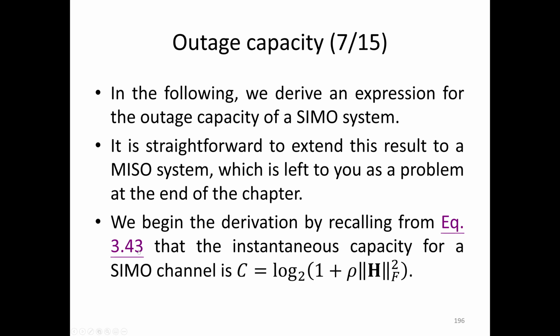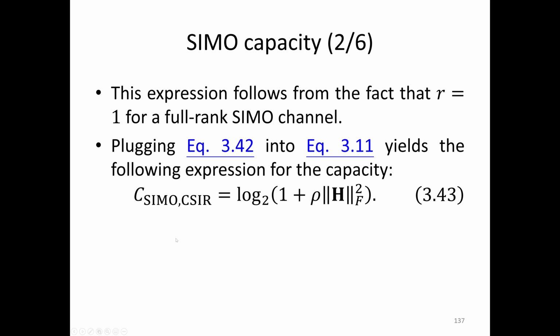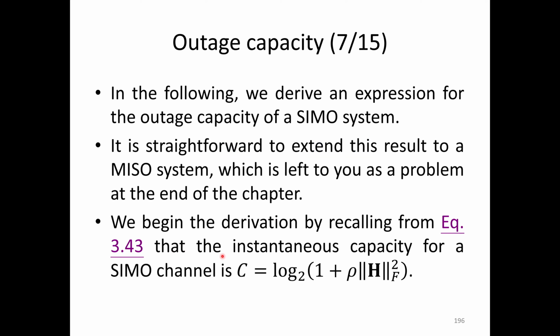Let us go to equation 3.43. This is SIMO capacity. C SIMO CSIR, that is, only the receiver knows the channel state information, is equal to log 2 of 1 plus rho times the square of the Frobenius norm of H, where H is the channel matrix. That is, the instantaneous capacity for a SIMO channel is C equal to log 2 of 1 plus rho times the square of the Frobenius norm of H.